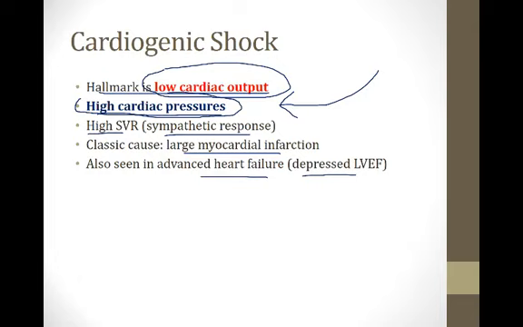Remember, anytime you have shock and you have low blood pressure, you should have a high SVR. That's the body's normal response, and therefore in most forms of shock you have a high SVR. The one exception is distributive shock, which we'll talk about in a minute.